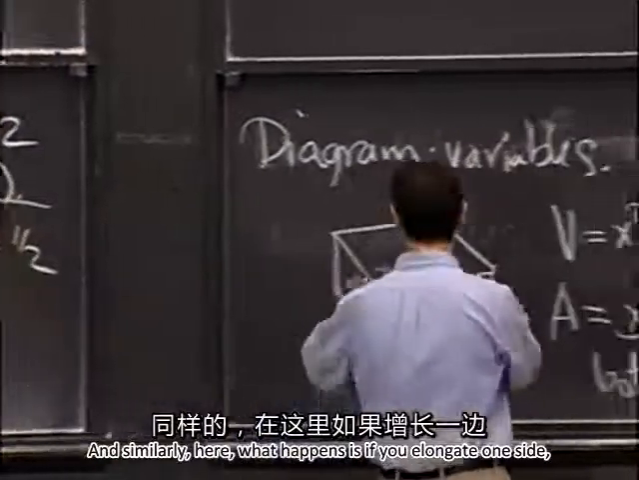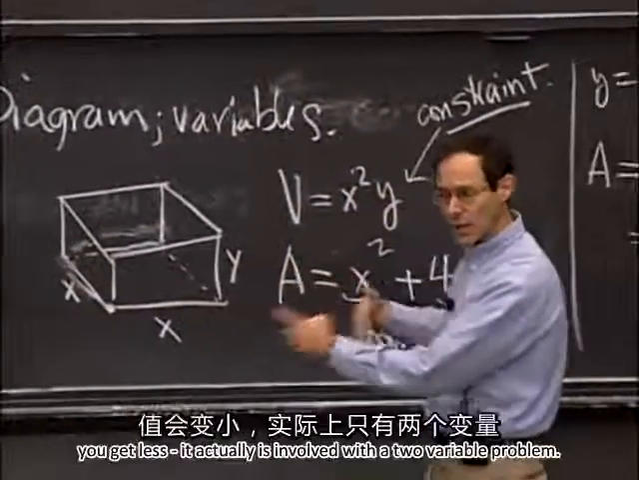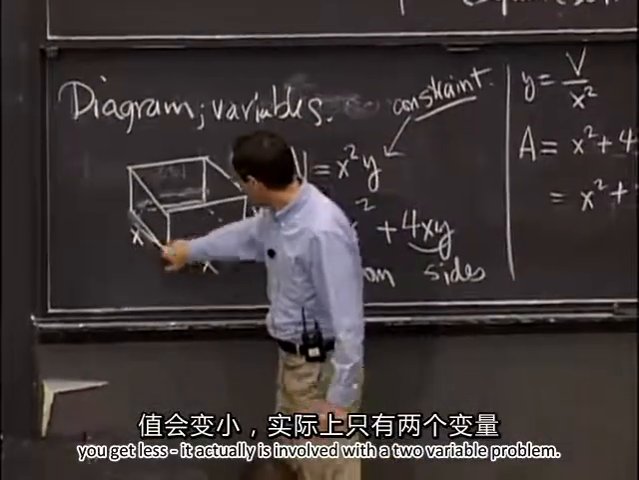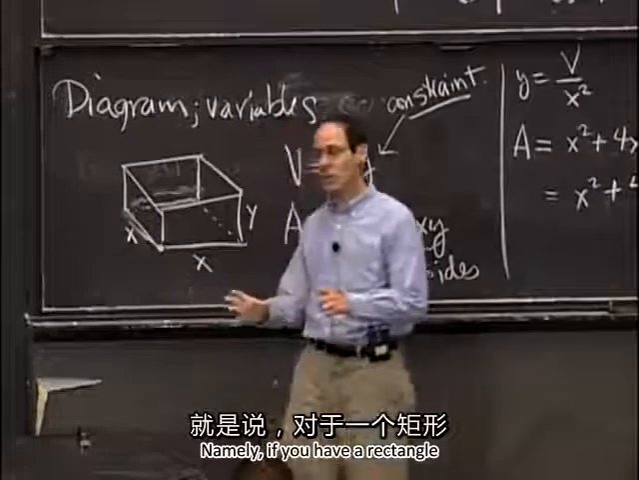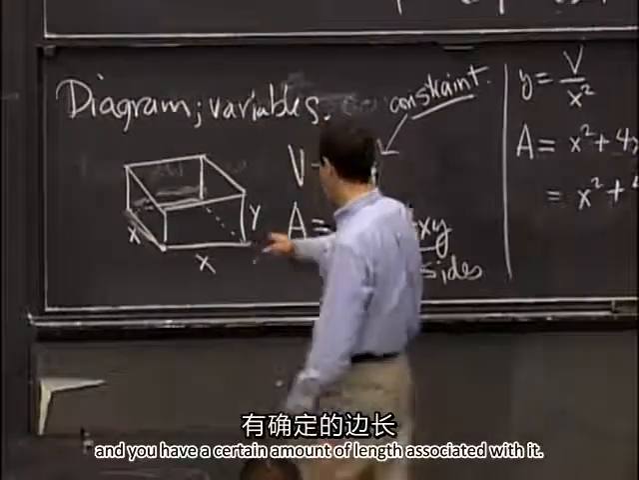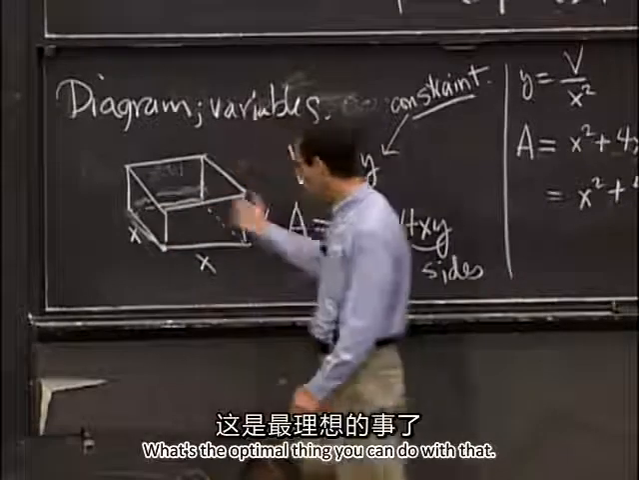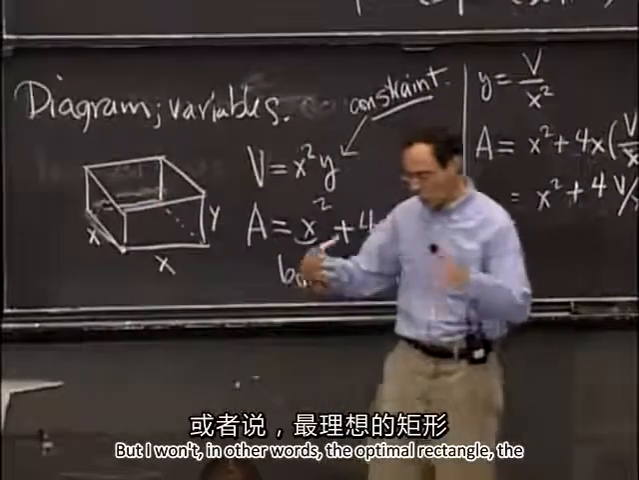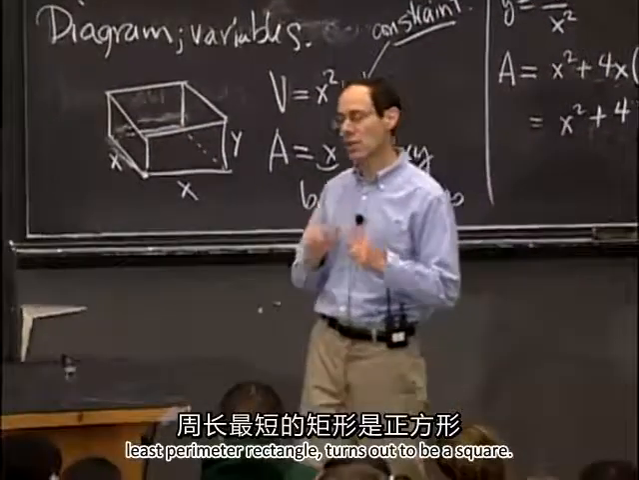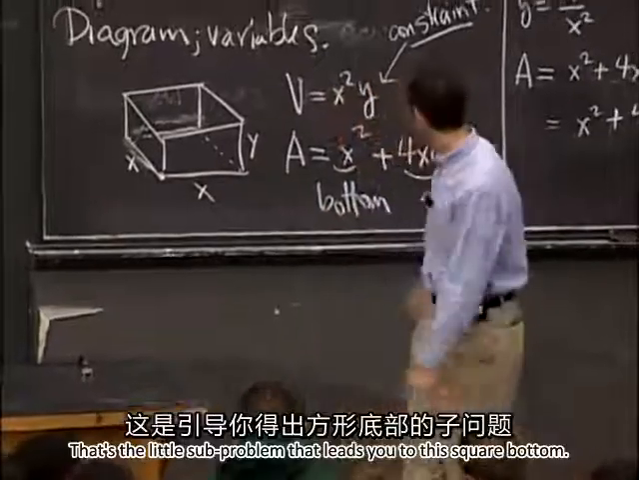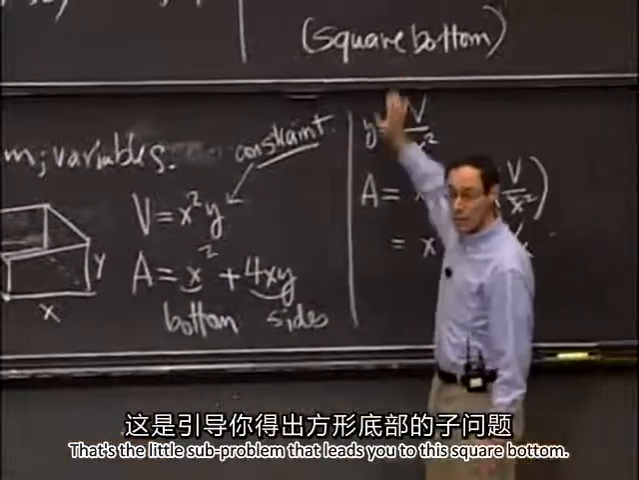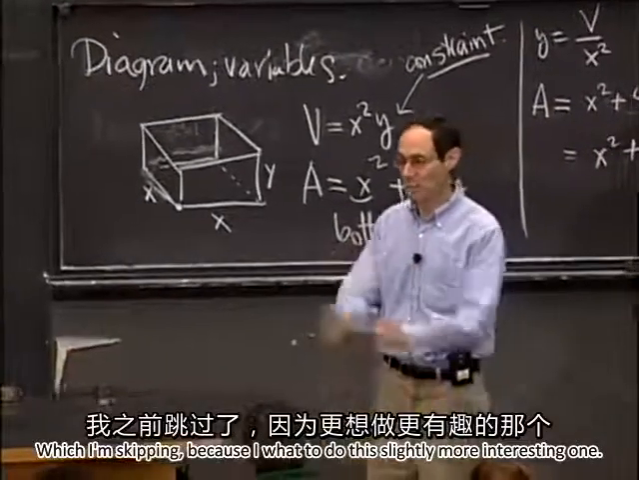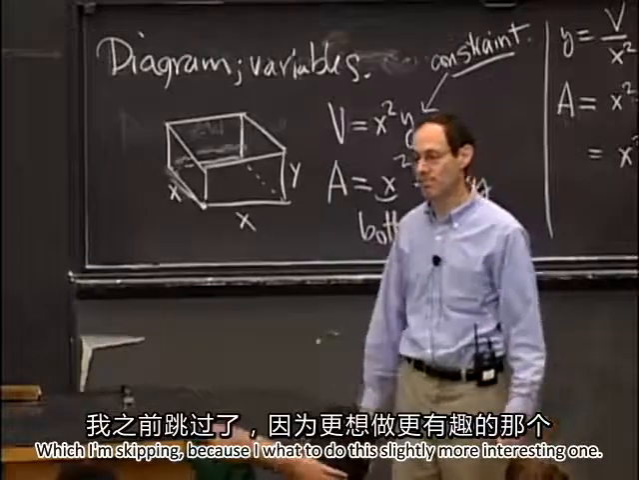And similarly here, what happens is if you elongate one side, you get less. It actually is involved with a 2-variable problem, namely if you have a rectangle and you have a certain amount of length associated with it, what's the optimal thing you can do with that? In other words, the least perimeter rectangle turns out to be a square. That's the little sub-problem that leads you to this square bottom. But that would have been a separate max-min problem, which I'm skipping because I want to do this slightly more interesting one. All right?